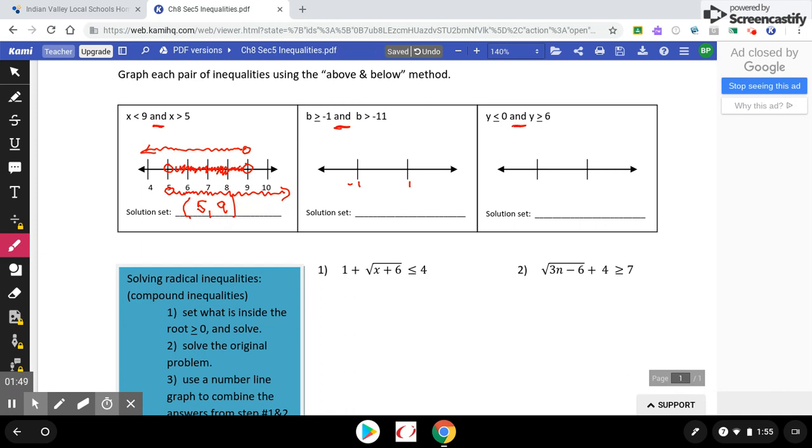So the second graph, I was being a little bit lazy. It's important that you do realize, though, that negative 11 is definitely smaller than negative 1. So I'm going to start with the negative 1. And it does say b is greater than or equal to, so closed circle, greater than, shade to the right. The other one does not have the equal sign, so open circle, but it does say greater than, shade to the right. And where do these guys overlap? Well, they overlap up here.